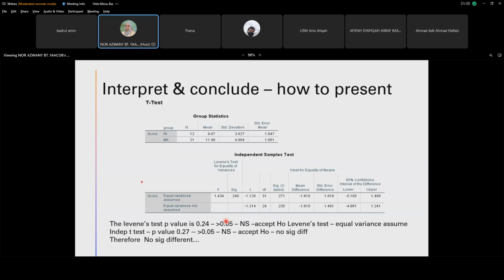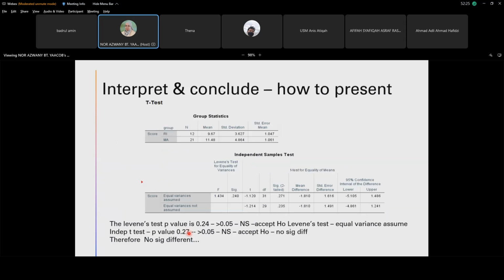Because the interpretation, maybe you are given 10 marks. So you cannot just simply say that, oh, this is not significantly different, full stop. Then you won't get full marks. You have to tell that first, the Levene's test is 0.24, which is more than 0.05. So it is not significant, means that you accept the null hypothesis for Levene's test, means that equal variance is assumed. Therefore, for the independent t-test, the p-value is this one, which is not significant, so no significant difference. Therefore, then you give the conclusion based on the null or the alternative hypothesis. You put all this, then you get the full marks.